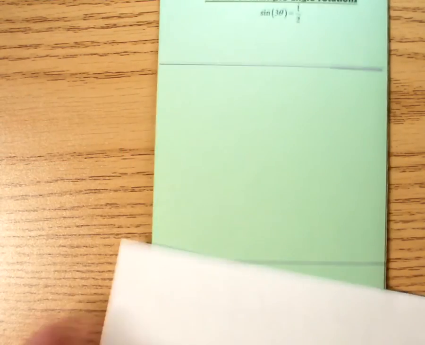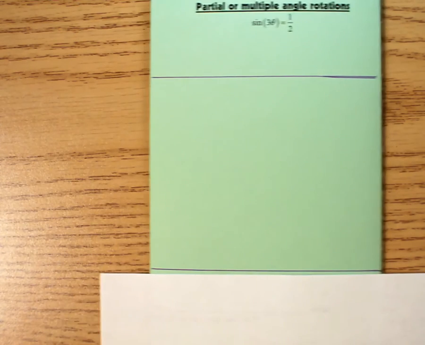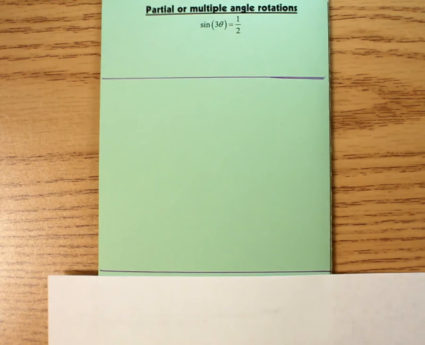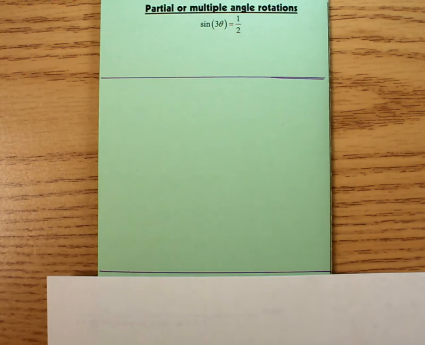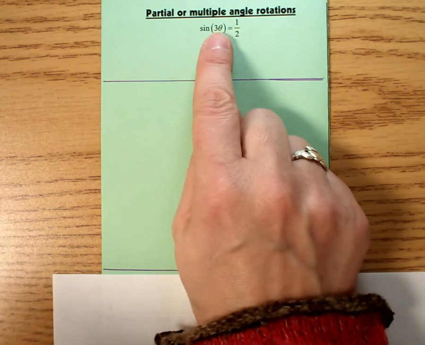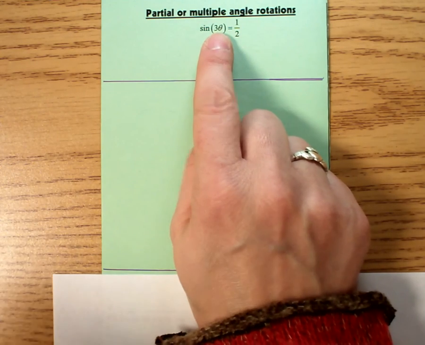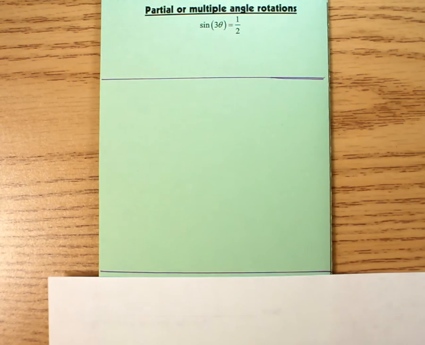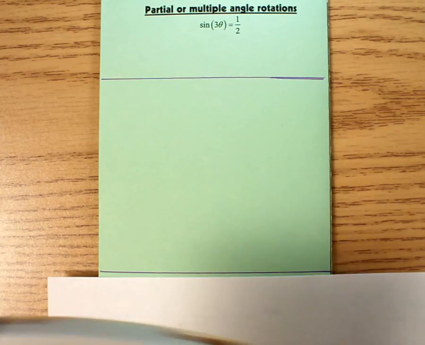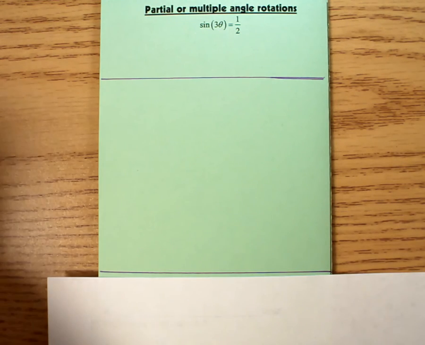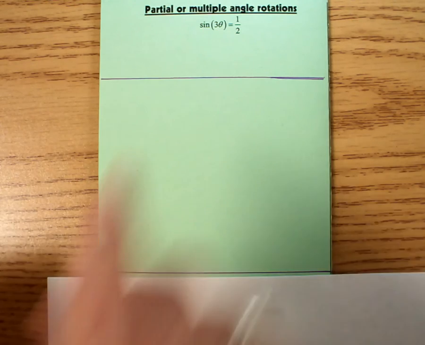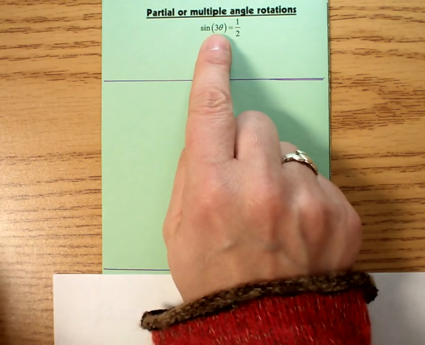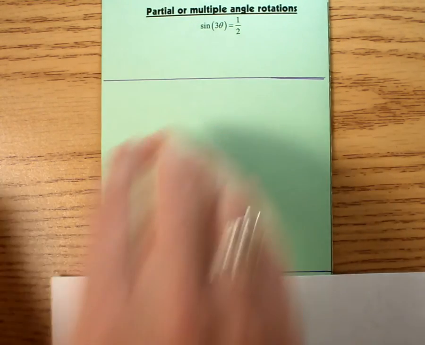Now, if we turn this foldable over, we're going to look at a very special case, and the special case is how we are going to handle when we have multiple or partial angle rotations. What we could have in here could be something much more complicated than a 3 theta. Later we'll learn some double angle identities and half angle identities that might make some of these a little bit easier, but we're going to look at a longer process for this.